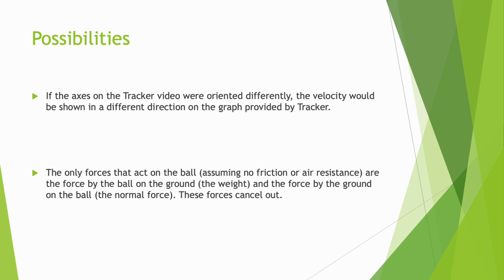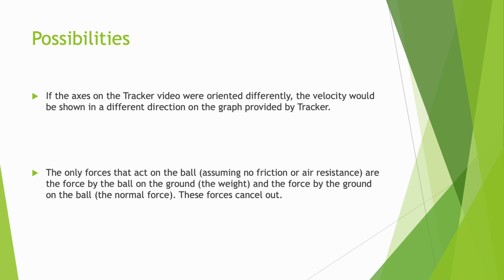If the axis and the tracker video were oriented differently, the velocity would be shown in a different direction on the graph of the vector tracker. This is because velocity is a vector, and it changes when the axes are oriented differently. It would look like a completely different arrow.